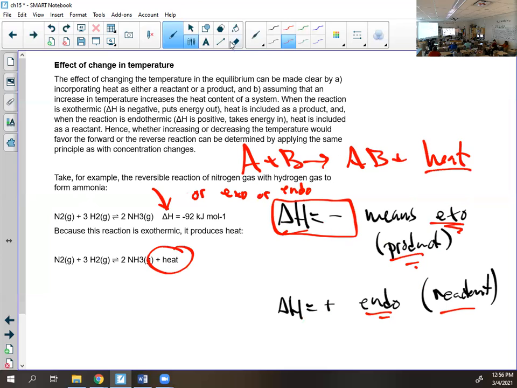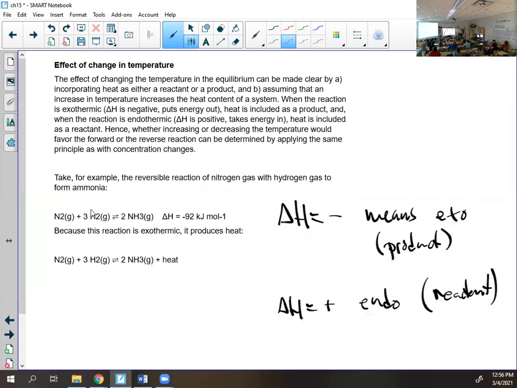For example, the reversible reaction of the Haber process, again, is as follows. It has a negative delta H, which would mean we would put heat as the product. And then what this is saying, as far as it is the same as concentration, if we add heat, it will move away from the heat term. If I remove heat, the system will go towards the heat term.